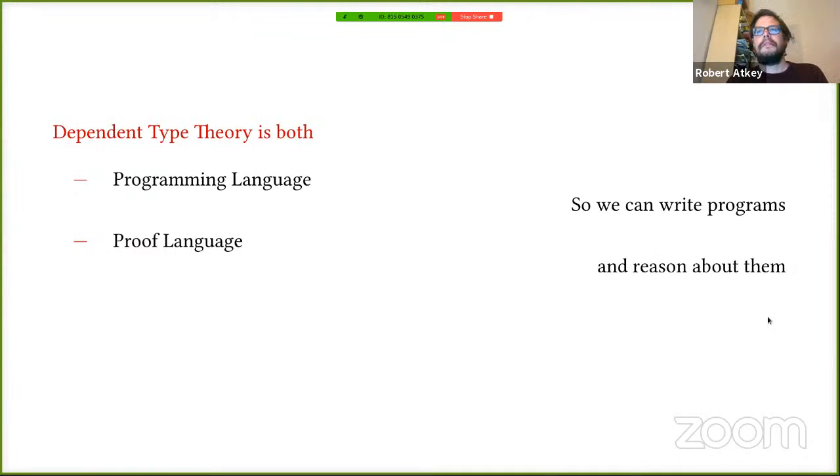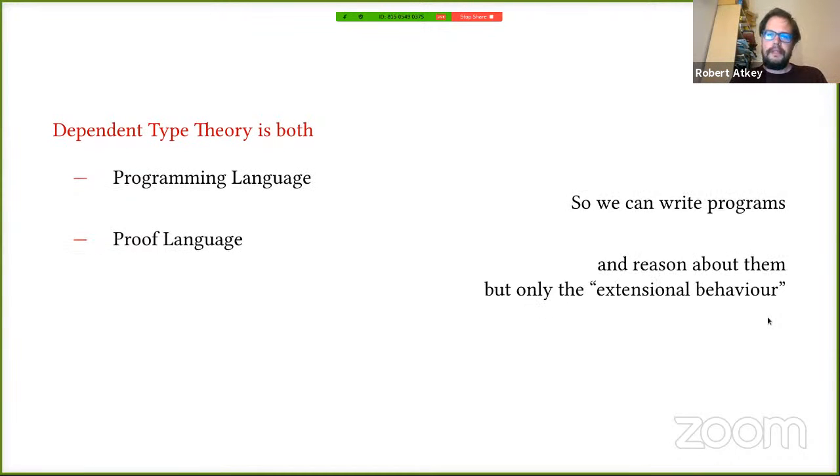But can we? So we can only really reason about their extensional behavior. So what I mean by that is that if we've got a function from A to B in our dependently typed programming language, then we can make statements about, well, if I feed in an A, then I'll get back this kind of B. So we can only really reason about the extensional behavior of those functions.